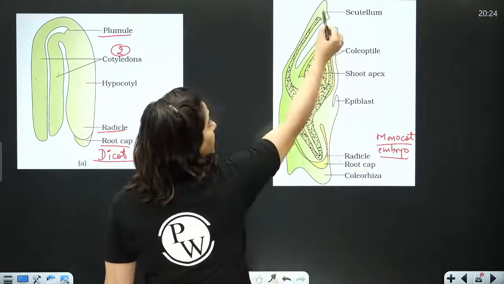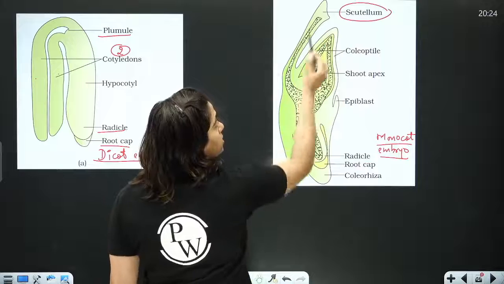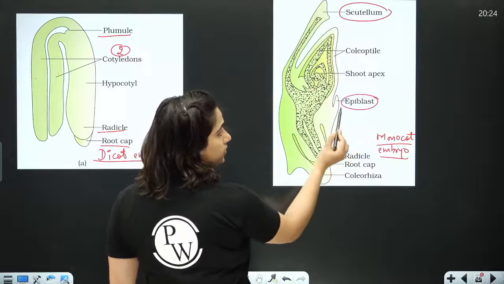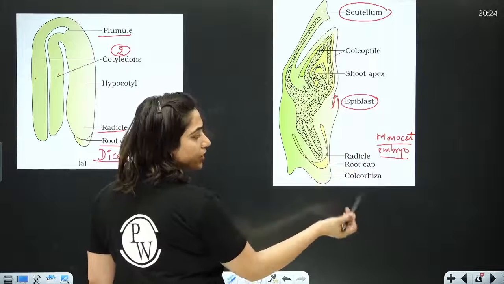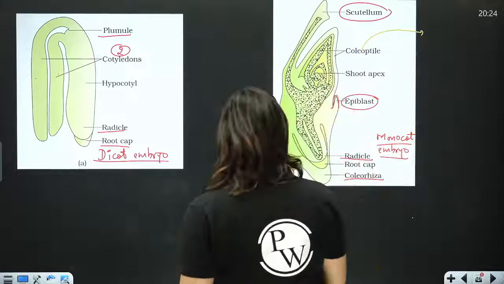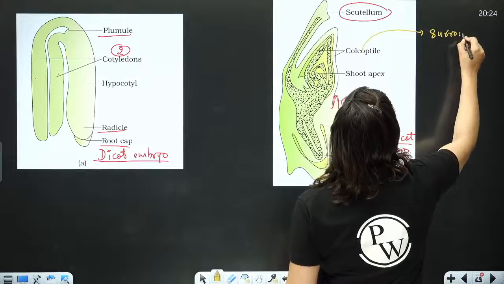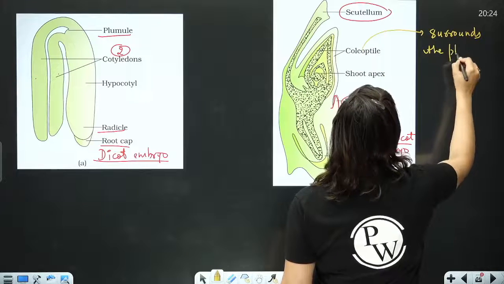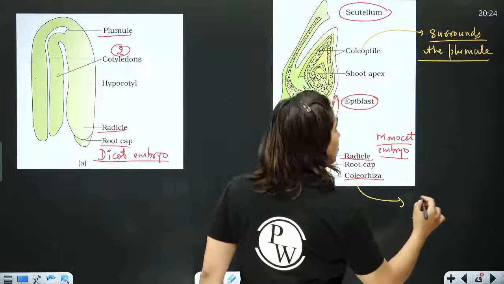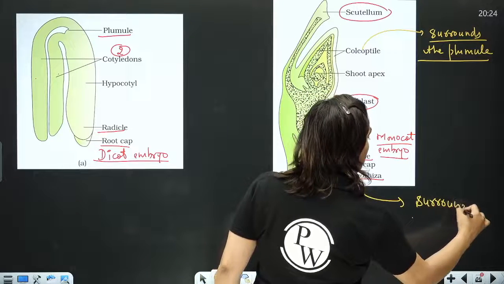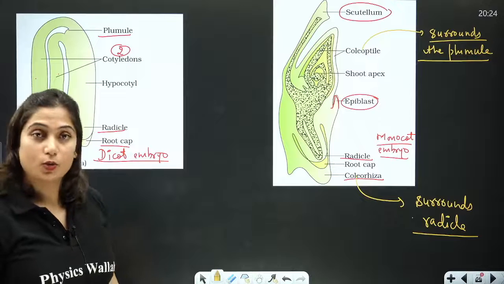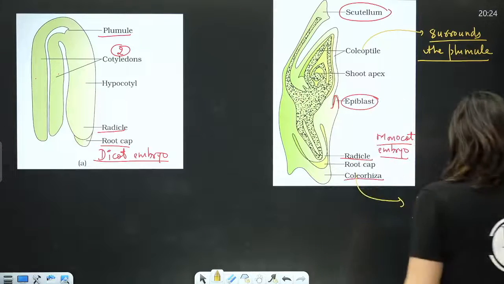And you can see that there is a single cotyledon. The single cotyledon is called as scutellum. This is the coleoptile, right? This is shoot apex. This is epiblast. See, the second cotyledon is so reduced that we do not even count it. Radicle, coleorhiza. Now, what are coleorhiza and coleoptile? Coleoptile is a special leaf-like appendage which surrounds the plumule. Plumule forms the shoot, and the plumule is protected by a leaf-like structure called as coleoptile, and coleorhiza surrounds the radicle. Okay, this is not present in case of dicot embryo. Coleorhiza and coleoptile are present only in case of monocot embryo. Right?